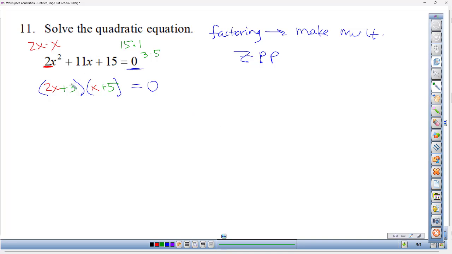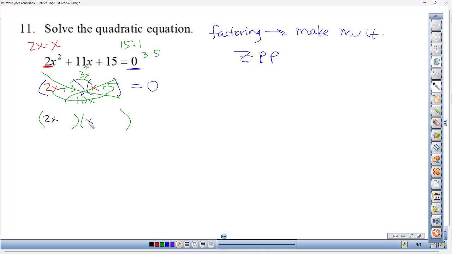And let's see if this gets us what we want. So what would 3 times x be? It would be 3x. And 2x times 5 would be 10x. And does that add up to 11x? It doesn't. So I just guessed, I checked it, it came out wrong, so let's try again.